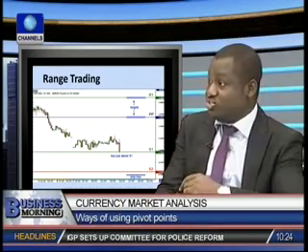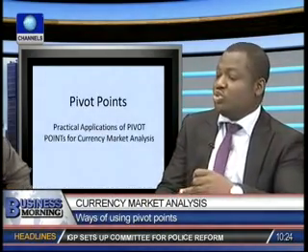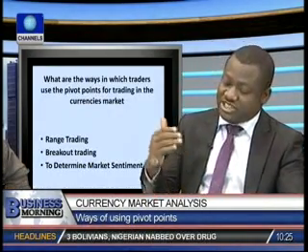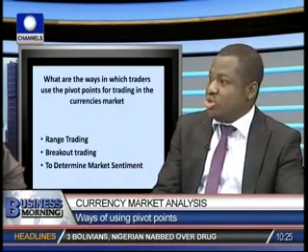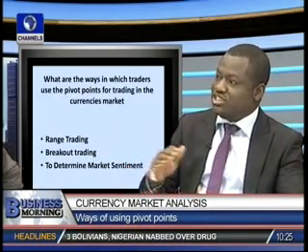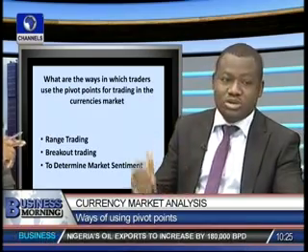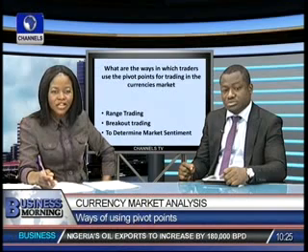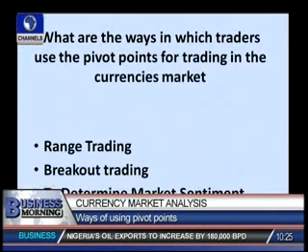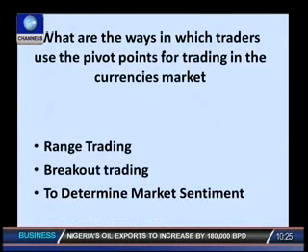Number one, they use it for range trading. Number two, they use it to also determine market sentiment, where price is going, whether it's going up or going down. And it's also used for breakouts. Basically, when price moves to a level, it's either going to come down. Just one minute, I hope we can have that on full screen for our viewers to look at the ways you can use the pivot point levels. What are the ways traders use the pivot point for trading: for breakouts, and also to determine market sentiment. Let's take the first one, which is range trading.